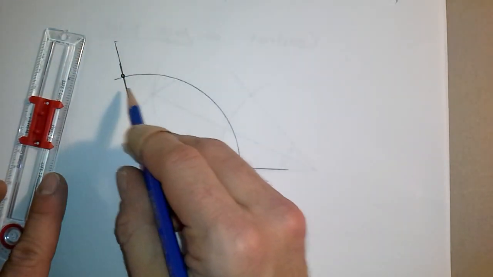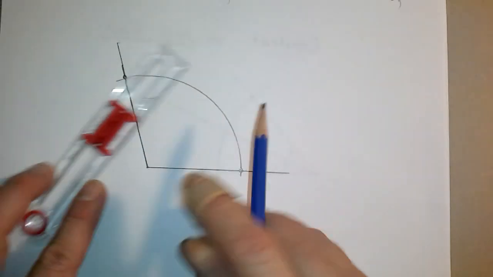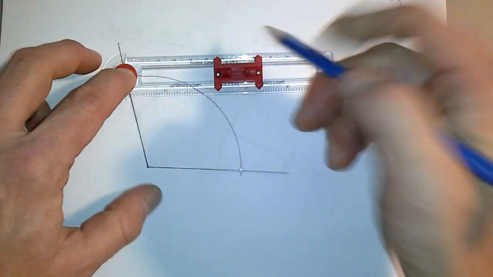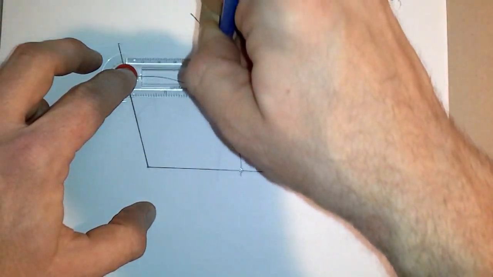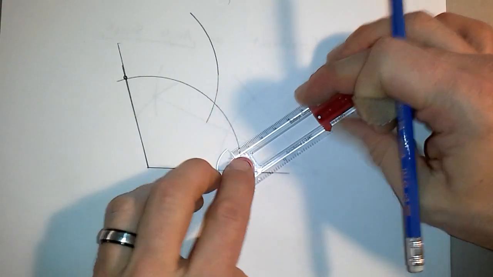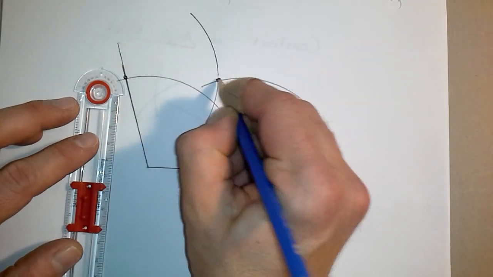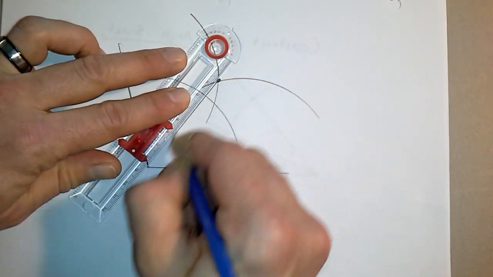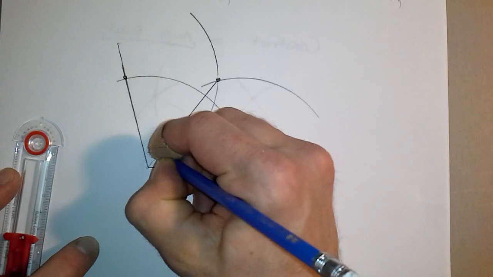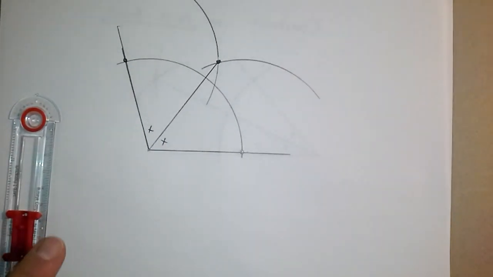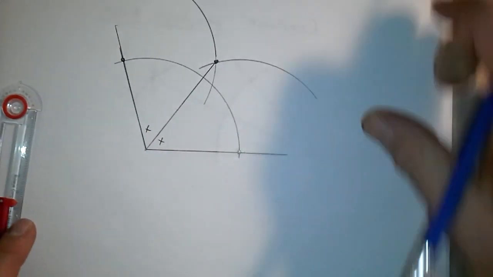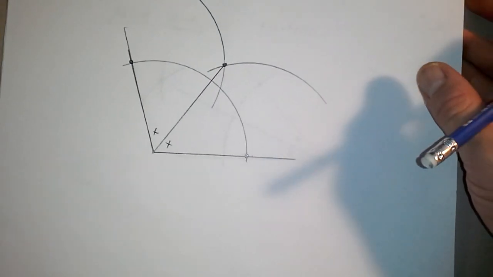Each point where that arc intersected the arms, I'm going to go to each of those points and draw that arc again. There we go. And where they intersect here, which is right here, I'm going to draw a line through that intersection point all the way to the vertex. And now I know I've got these two equal angles. I've denoted it with an X. So that's angle bisectors.